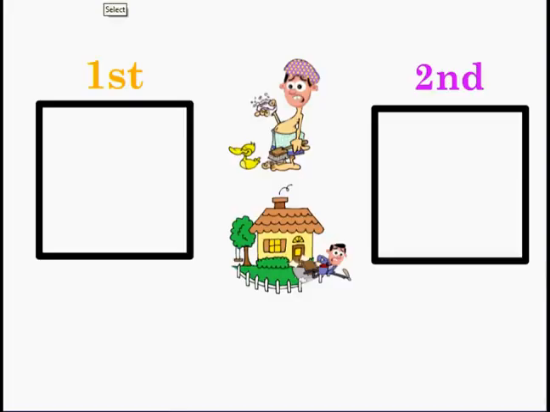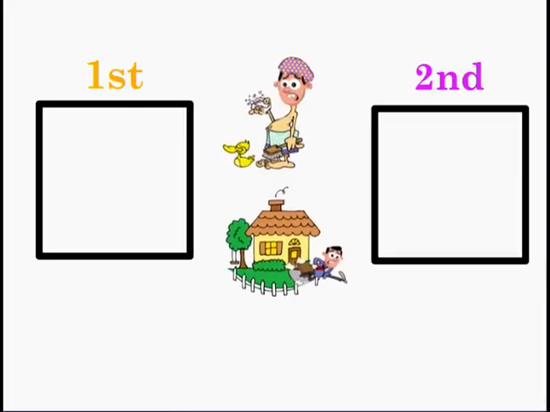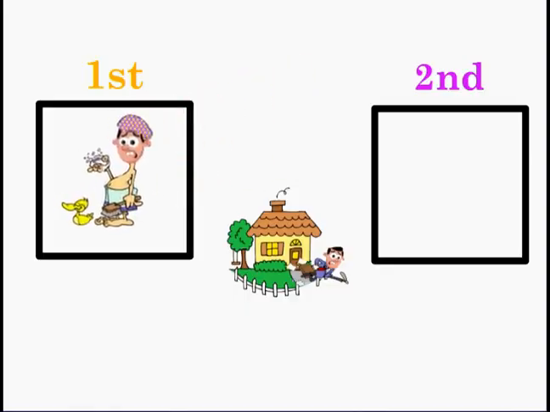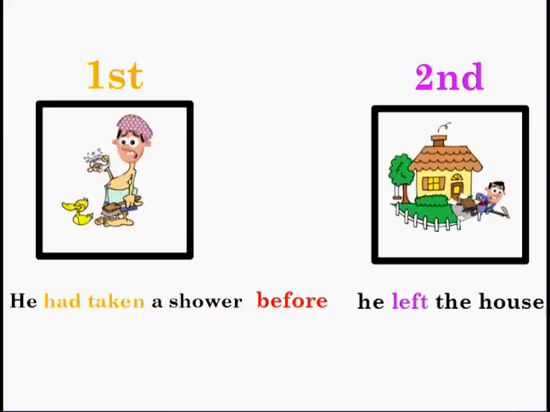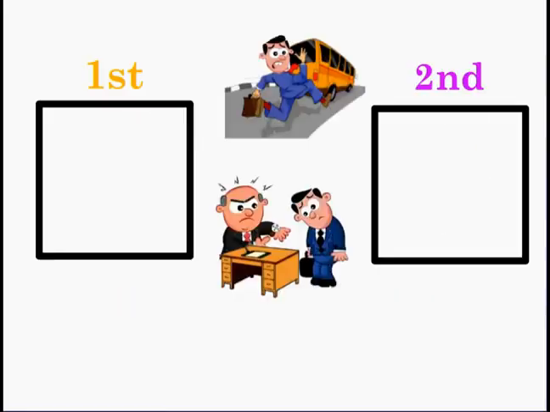So, what do you think happened first? He took a shower or he left the house? Well, obviously he probably took a shower before he left his house, right? But if I use my grammar in the past perfect to describe the situation, I'm going to say something like this: He had taken a shower before he left the house. So, again, my past perfect here indicates that's the first action that happened. And then the simple past indicates the second action that happens. Okay? Let's look at another example.